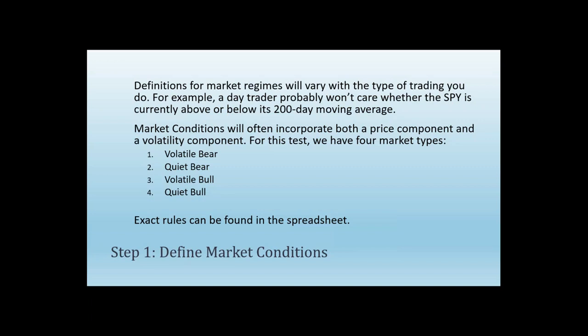In the examples we look at tonight, I've done something that I've used quite frequently, and this seems to work well for me for the types of strategies I trade. We're going to look at both a volatility component and a price component. There's going to be basically 2 different volatility regimes and 2 different price regimes, which gives us a total of 4 different market types. So we'll see references to a volatile bear market, a quiet bear market, a volatile bull market, and a quiet bull market. And when we look at the spreadsheet, we'll see exactly how those are defined.